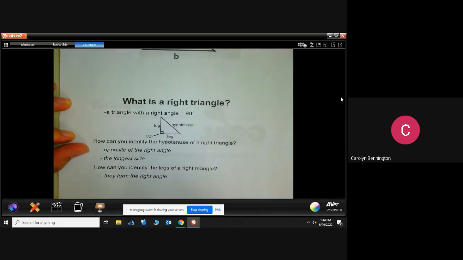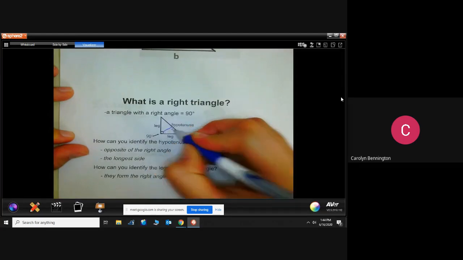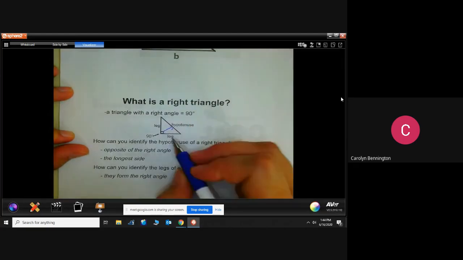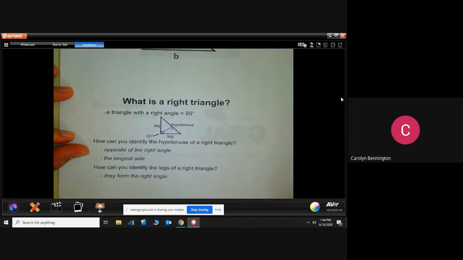So then you can go to the second way of figuring this out, which is that the hypotenuse is the opposite side to the right angle. So we go to the right angle and directly across from that is always the hypotenuse. The 90-degree angle points to the hypotenuse.